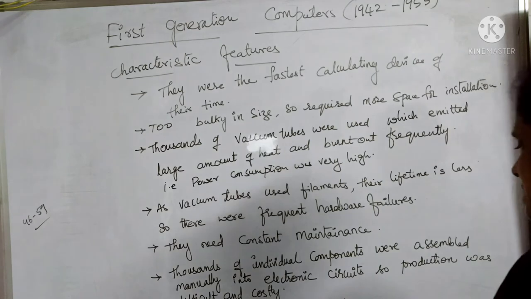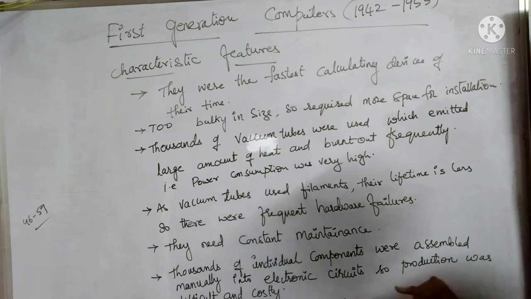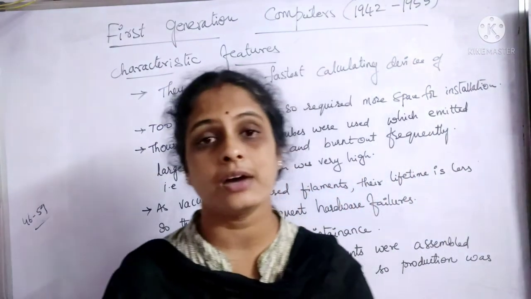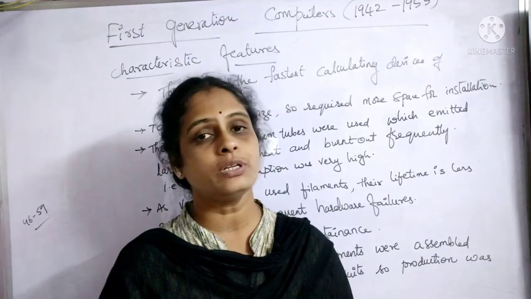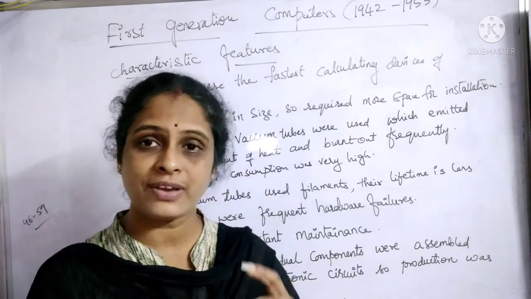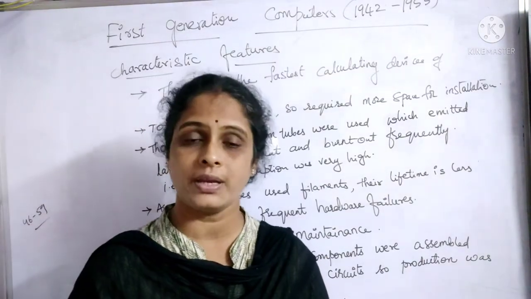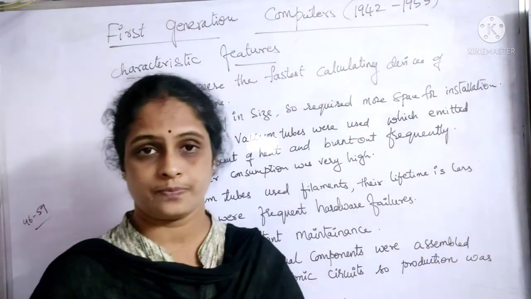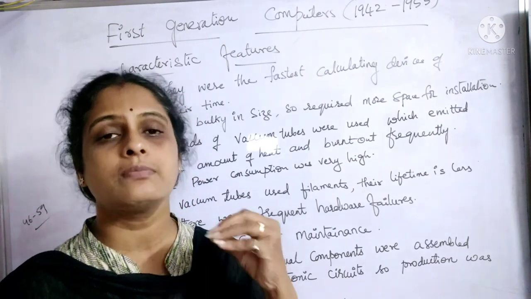Thousands of individual components were assembled manually into electronic circuits. So production was difficult and costly. Now computers are very cheap. Even a common man can afford one. But in those days, computers were not meant for the common man because they were very costly. Why were they costly? Because their manufacturing was costly. Why was the manufacturing costly? Because thousands of individual components had to be assembled manually in electronic circuits, and this assembling took more cost.